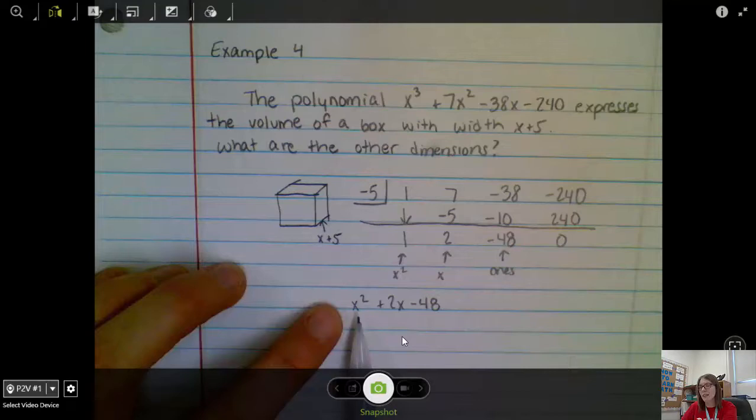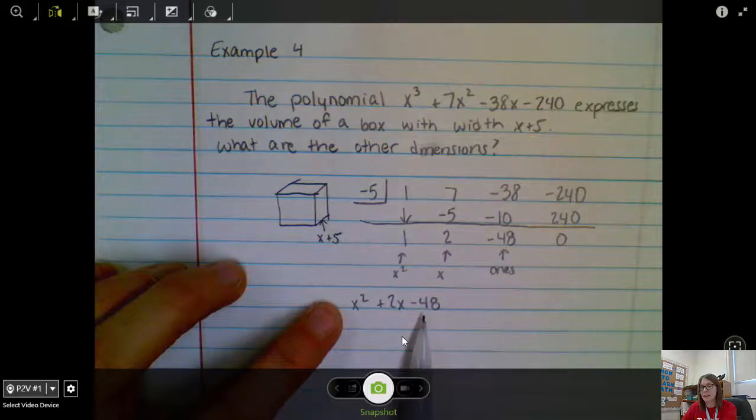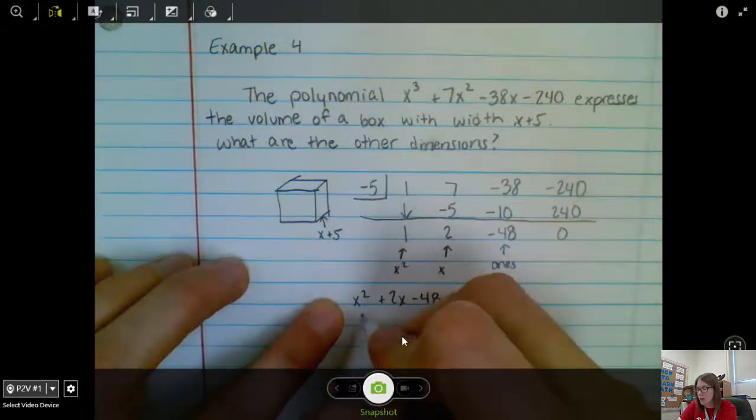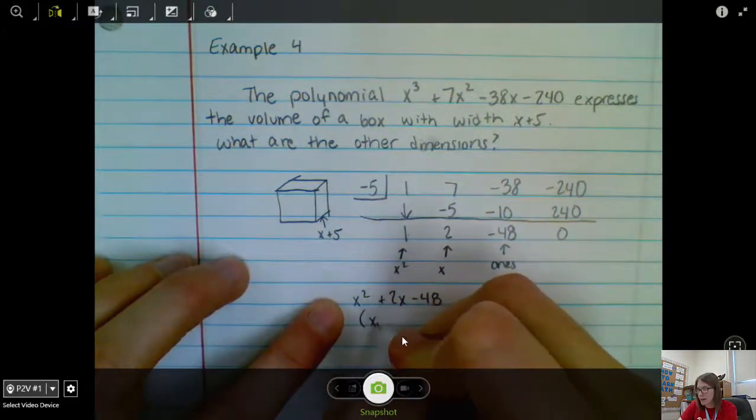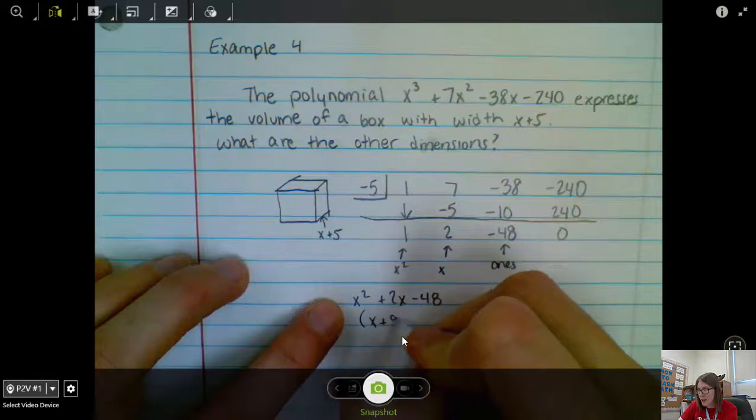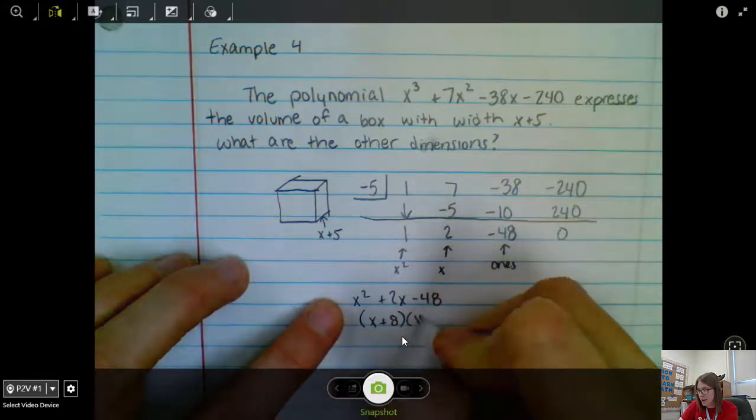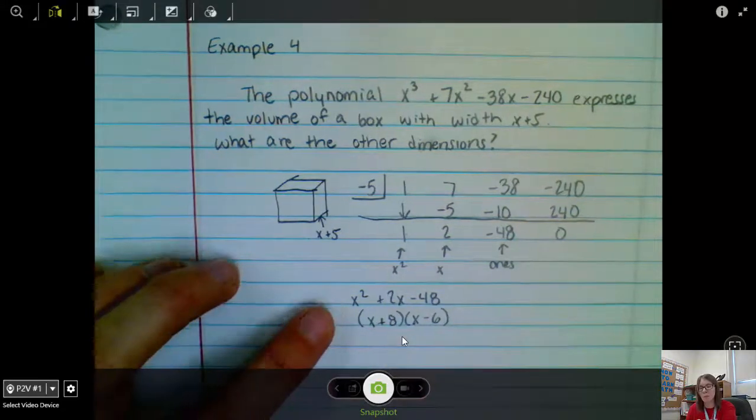Okay. If I look at this, it can factor pretty nicely. Negative 6 and positive 8 are a pair of numbers that multiply to negative 48 and add to positive 2. So that's how we factor. x plus 8 times x minus 6.